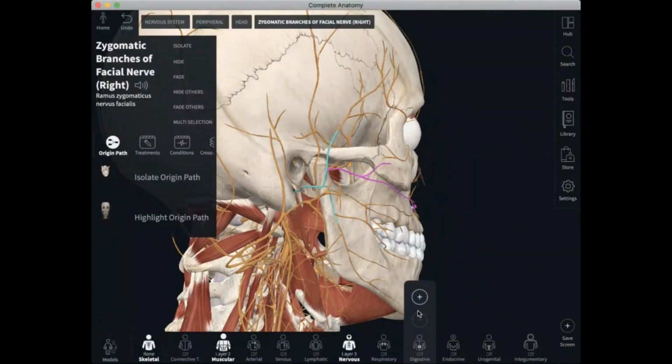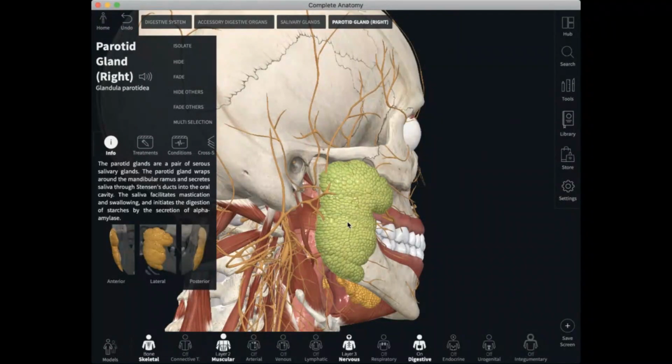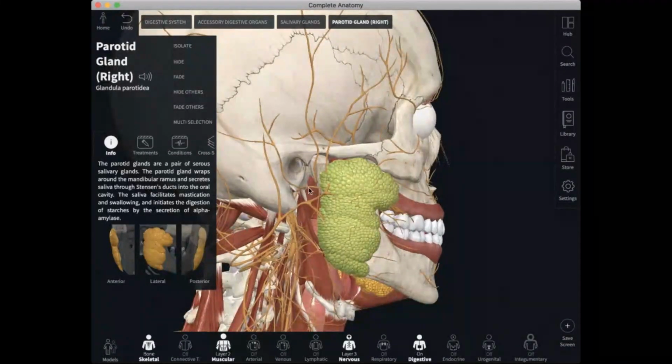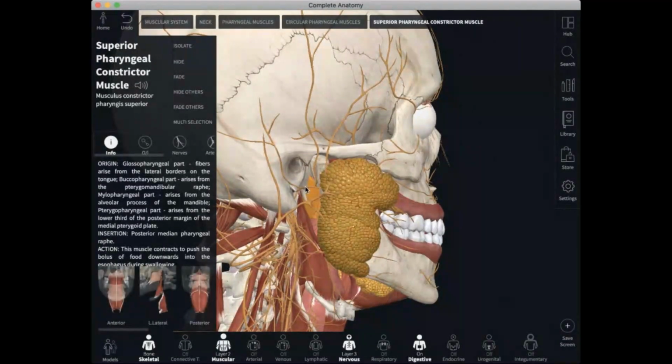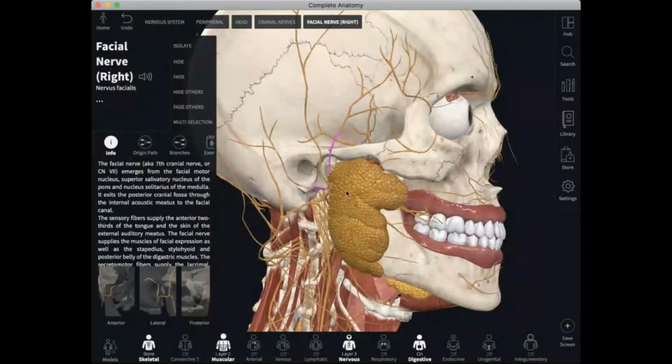Okay, so this is a parotid gland. This facial nerve is passing through the parotid gland here. In the parotid gland, it divides into five branches.